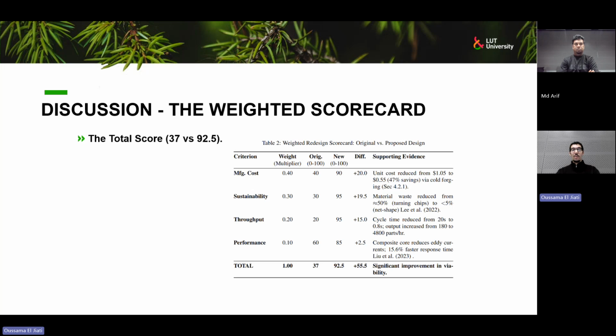And to validate our redesigns, we created this table, which has the weighted decision matrix comparing the original design to our proposal. And we weighted manufacturing costs and sustainability as the most important factors. And as you can see in the table, the original design scores 37 out of 100, and our redesign scores 92.5 out of 100. And this massive improvement is driven by the 47% reduction in costs and the elimination of steel waste via the forging process. And this proves the redesign is actually economically viable.